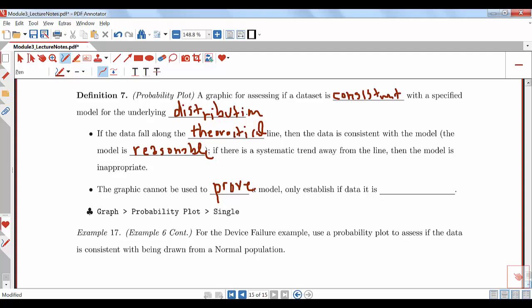So the big point here is the graphic that we're going to make, the probability plot, doesn't prove it's from a given distribution, but it makes it seem very likely. We're going to use an example from earlier in this module for device failure. I think I can explain the plot better, and how this line comes about, when I show you what the plot looks like.